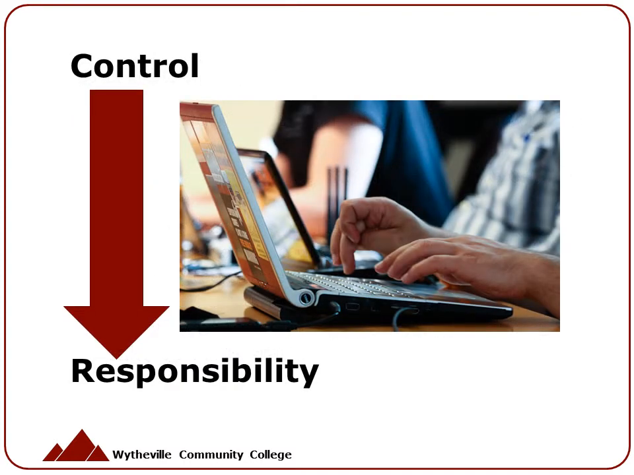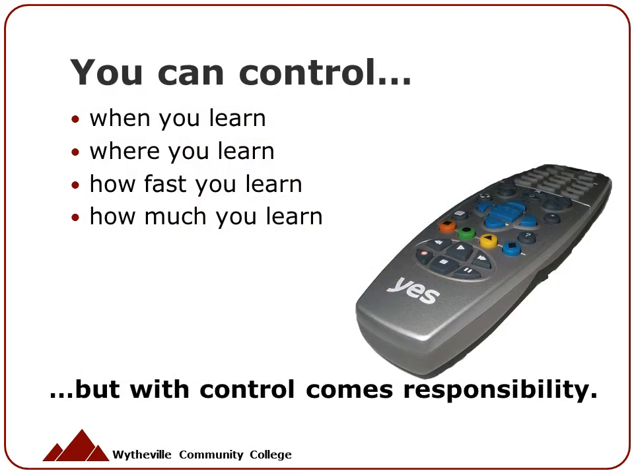When you become an online learner, you immediately gain 2 very important things: control and responsibility. With that control comes more responsibility. If you are in control of your learning, then you must also be responsible for many of the things needed to be a successful online learner. You can control when you learn, where you learn, how fast you learn, and how much you learn. But remember, with that control comes more responsibility. Let's focus on those responsibilities.